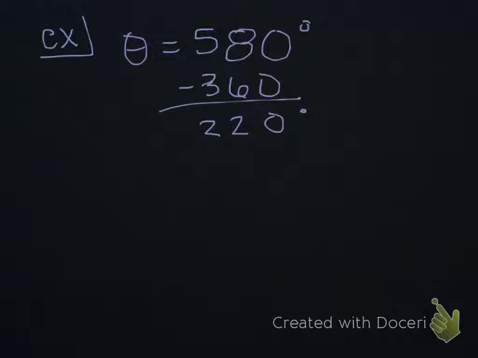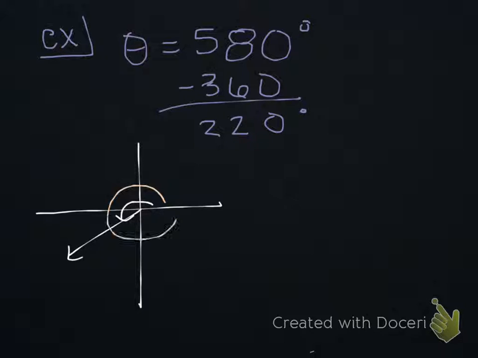Okay, so now I'm less than 360, so now we're going to figure out where this falls. So 220 degrees is going to be in quadrant 3. Remember, the only difference between these two is if I did 220, that would be like this, versus if I graphed the 580, it would look like that.